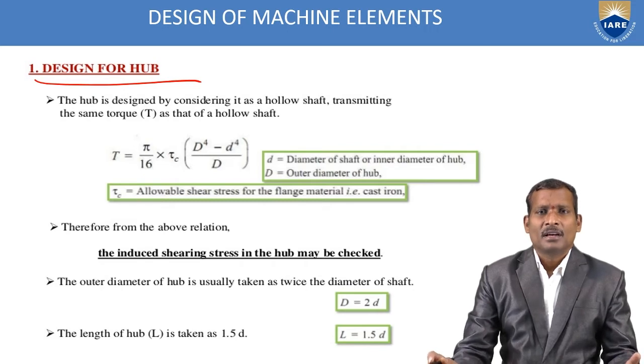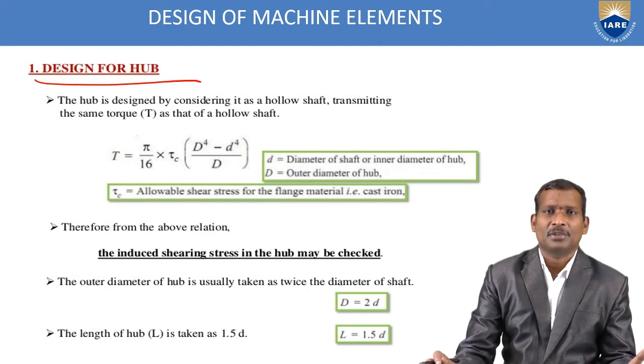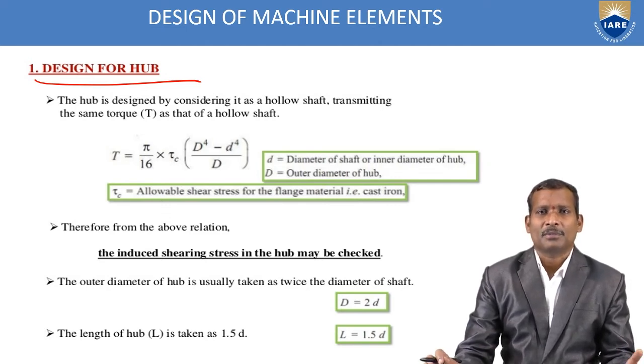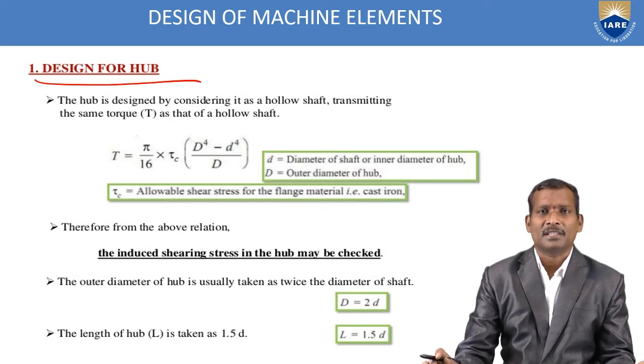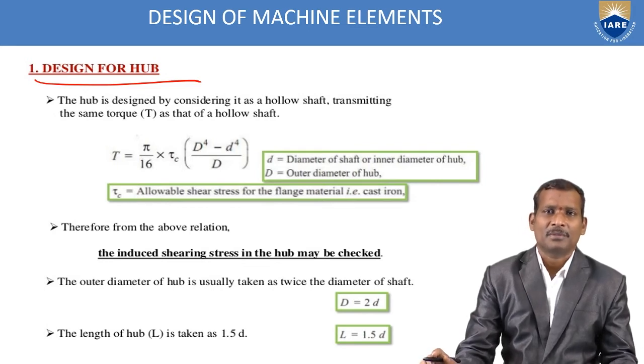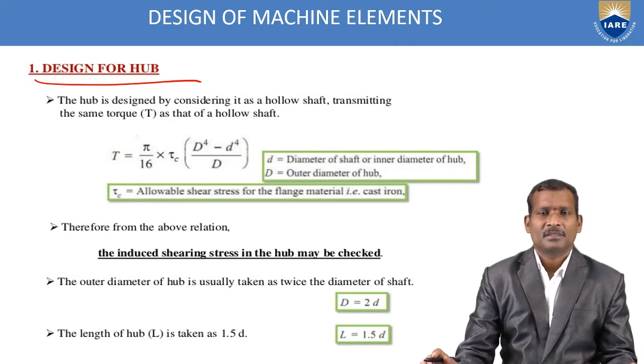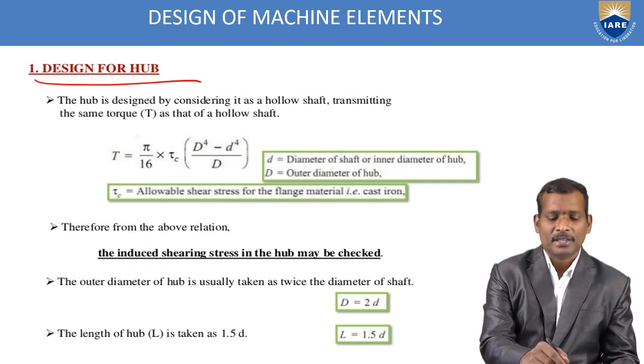See, the hub is designed by considering it as a hollow shaft. The hollow shaft is having two diameters, one is inside diameter and another one is outside diameter. The hub is transmitting torque as that of a hollow shaft. So that's why we use that condition.